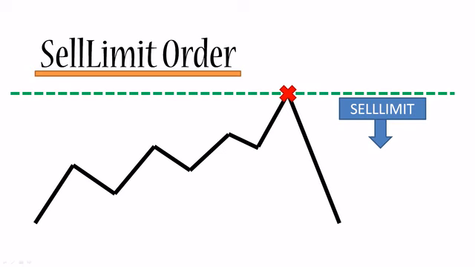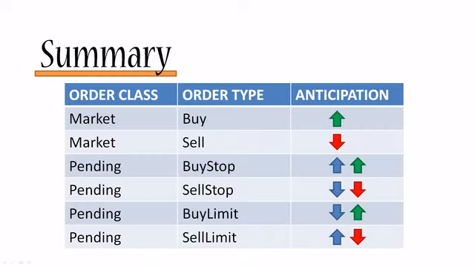And to sum up, we've got our different order classes, different order types, and anticipated market movements. So the first two are the market orders. They're the buy and the sell. For buy, we would enter into a buy when we anticipate an upward movement, into a sell when we anticipate a downward trend.